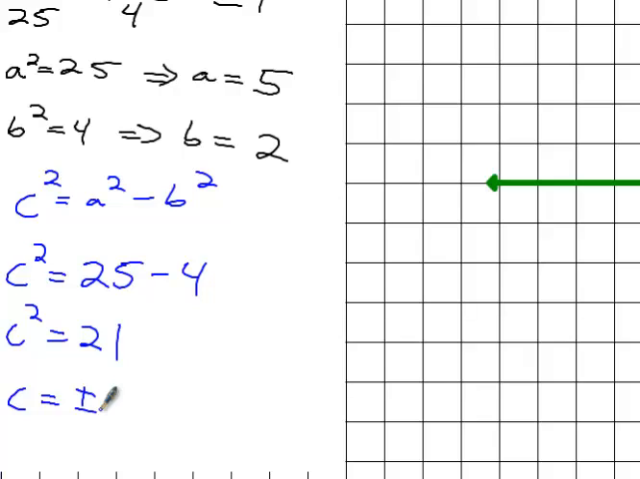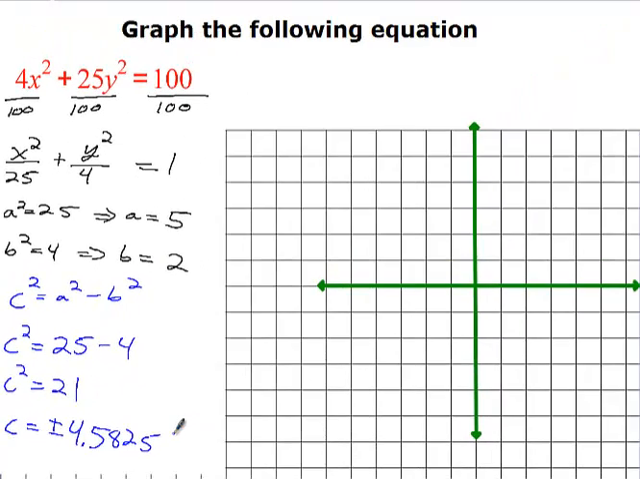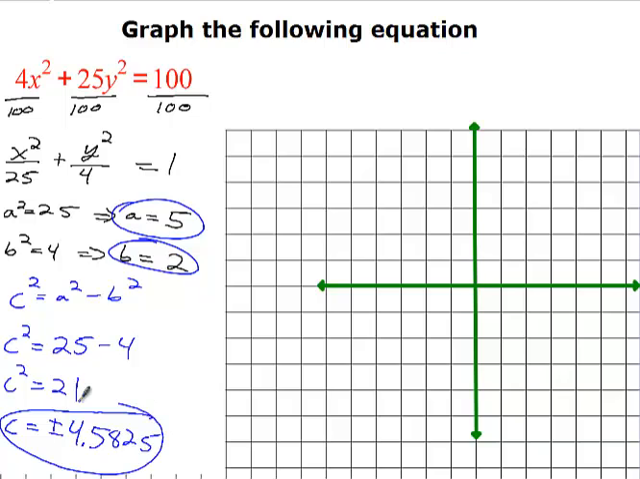So what is the square root of 21? Plus or minus 4 point what? I need that out 4 decimal places. 5825. All right, everybody okay with that? Yes, no, maybe? So I have my A, I have my B, and I have my C. Those are the 3 pieces of information I need so I can find my vertices, my co-vertices, and my foci.